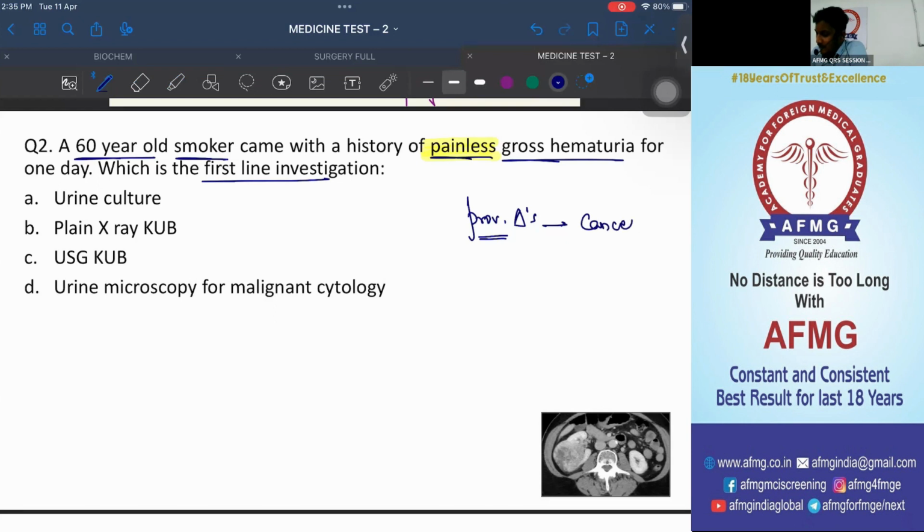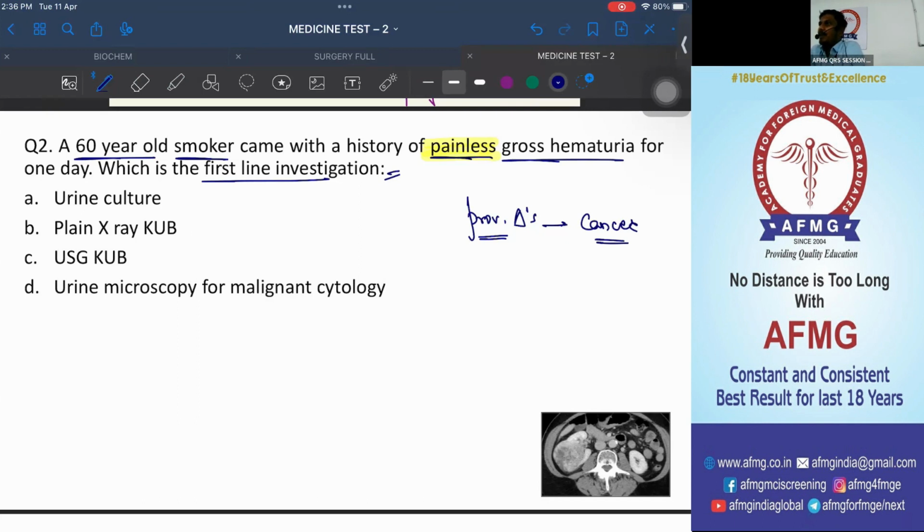But anyway, they have not asked you the investigation of choice. They have only asked you what is the first line investigation. So when a patient comes to you with some urinary complaint like hematuria, won't you like to confirm it? You will like to confirm that the urine is appearing red or brown or cola colored. You would like to confirm now whether it is a case of hematuria, or a case of hemoglobinuria, or a case of myoglobinuria.